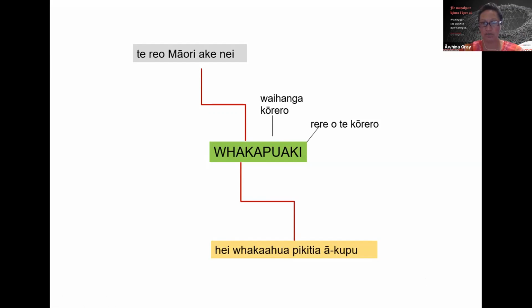Also included in te whakapuaki is te rere o te kōrero. So they'll be able to say it with some fluency. Te hau o te reo. So there is stress, with the appropriate stress, whatever it is that they're articulating and expressing. They'll be able to say that with reasonable fluency and with the right stress and intonation.